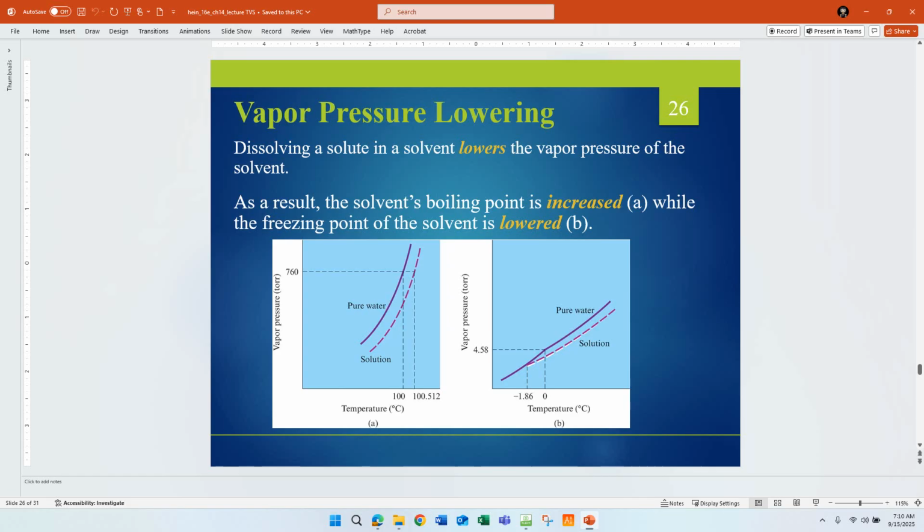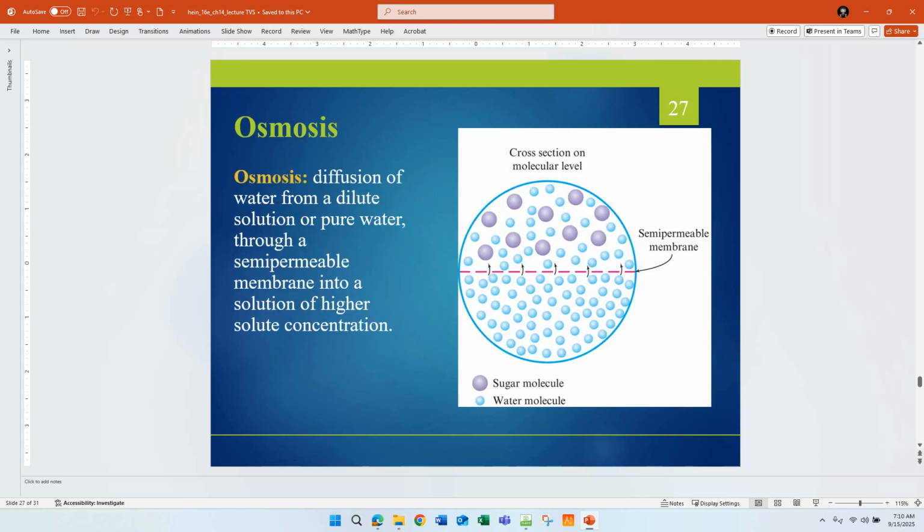Now, dissolving a solute in a solvent lowers the vapor pressure of the solvent. As a result, the boiling point is increased while the freezing point is lowered. Now, osmosis. Osmosis is basically the diffusion of water from a dilute or pure water through a semi-permeable membrane into that of a higher concentration.